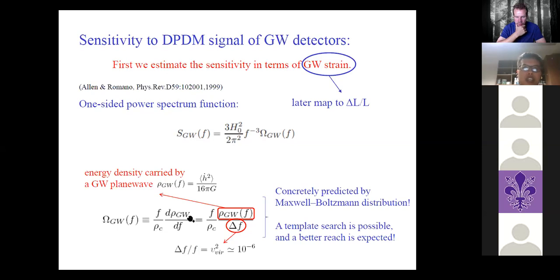gravitational wave. And under the gravitational wave plane wave assumption, one can simply rewrite omega GW as the ratio of the energy density carried by a gravitational wave plane wave to the intrinsic width of the signal. And of course, if one knows the detailed shape of the signal, one can do a template search. And one can expect a better detection sensitivity. And that is what we are doing now.